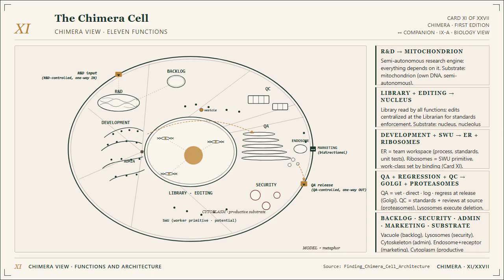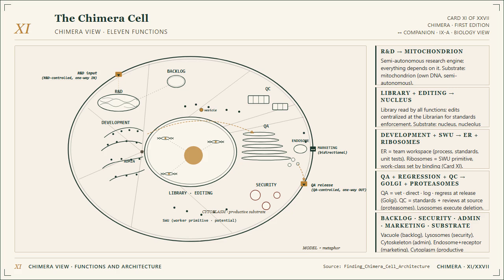Card 11, the cell, Chimera view. This is the Chimera dev company rendered as a single eukaryotic cell. 11 functions, each behind its own membrane, all bounded by one outer membrane the customer touches. Research and development sits upper left. The semi-autonomous research engine runs by its own validation cycle, not the schedule of other functions.